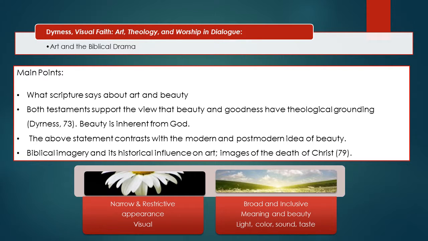He also goes on to compare and contrast modernism and modern ideas of beauty on the left to Old Testament ideas of beauty on the right. He says that modernism is narrow and restrictive. It's all about appearance and the visual, and he claims that the Old Testament ideas of beauty are broad and inclusive. They are not just about beauty, but also meaning, and also light, color, sound, and taste, not just the visual.